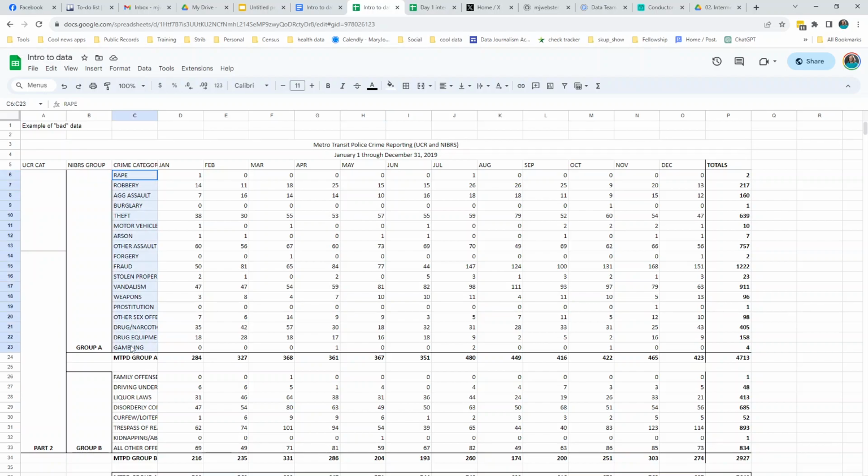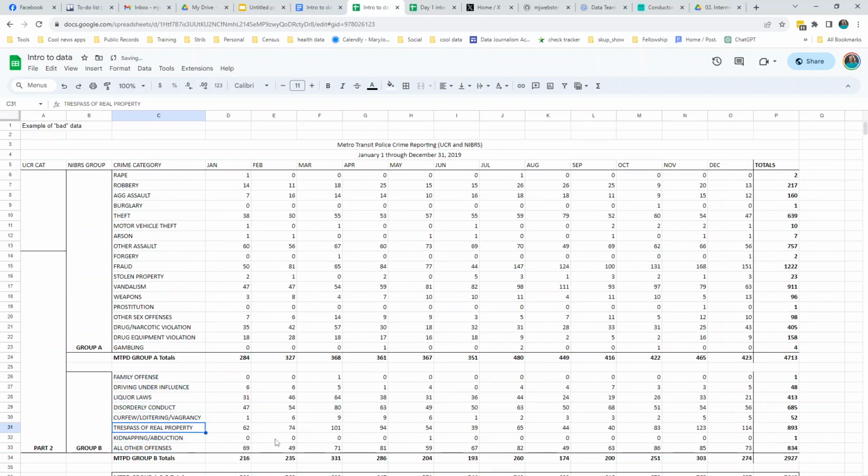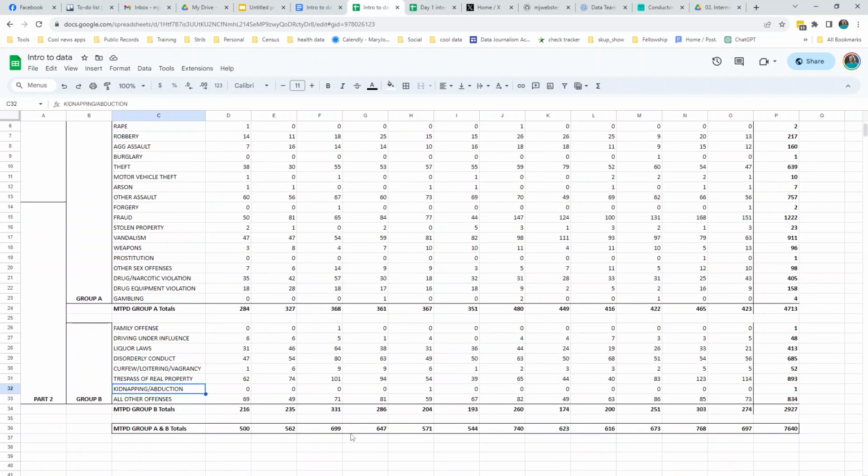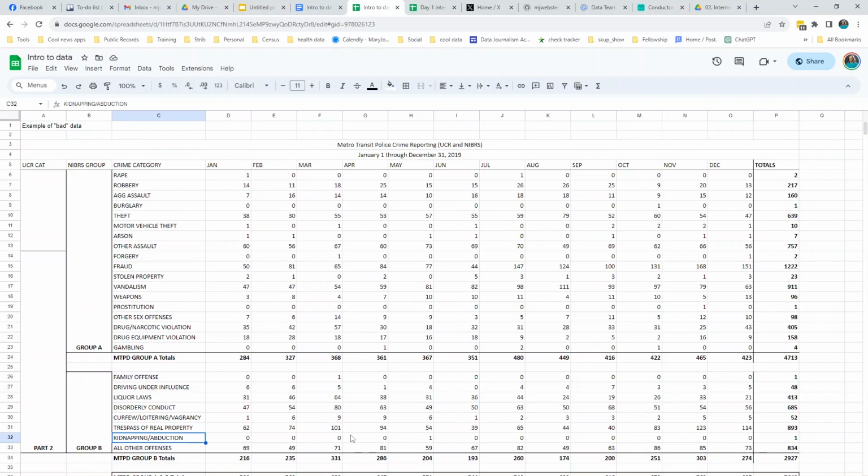The crimes that are considered Group A, in other words, the most serious, and then the crimes that are Group B, these tend to be more not violent generally, although kidnapping, abduction, you would think that would be up there, but they have these two categories, and then they give me a grand total down here. It's very pretty. It looks really nice. There are also what are known as merged cells over here, where it says Group A and Group A, and Part 2, Part 1. These are UCR category, Uniform Crime Report categories.